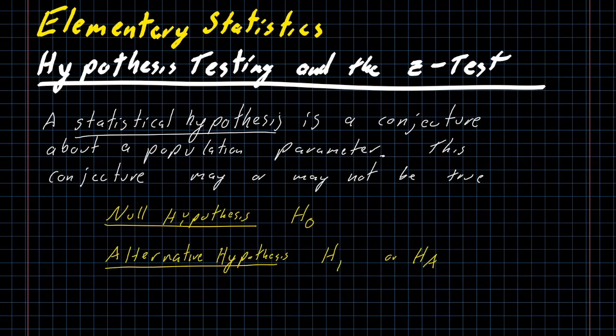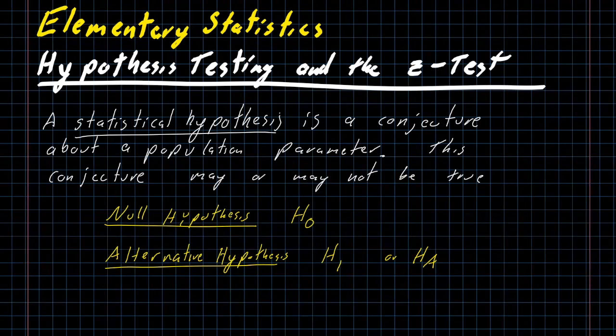A statistical hypothesis is a conjecture about a population parameter. The conjecture may or may not be true, right? Any conjecture has a possibility of being true, a possibility of being false. Usually, in a statistical hypothesis, we're actually going to form two hypotheses. The null hypothesis is written as H subscript 0, read as H naught, N-A-U-G-H-T.